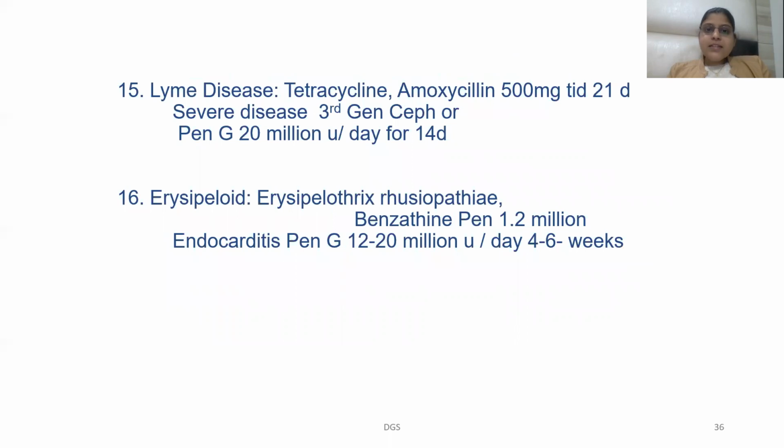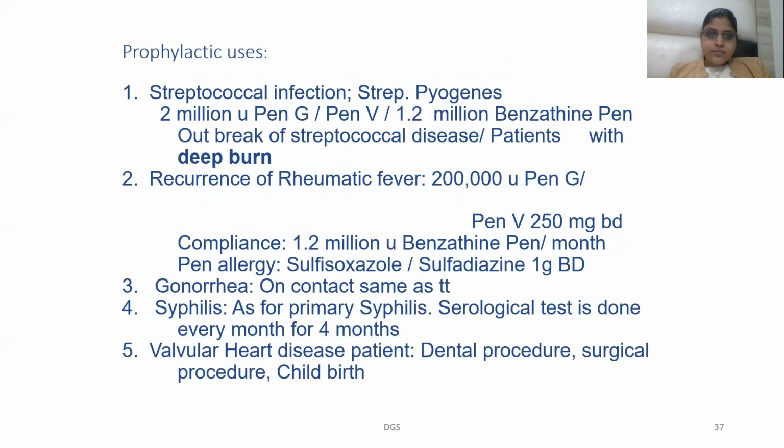Lyme disease, tetracycline or amoxicillin is effective. Erysipeloid, benzathine penicillin is effective. Prophylaxis can be given in streptococcal infection, again benzathine penicillin. In rheumatic fever, we give penicillin G or penicillin V, or benzathine penicillin can be given. Gonorrhea, we give penicillin G, or we can give ceftriaxone or azithromycin.